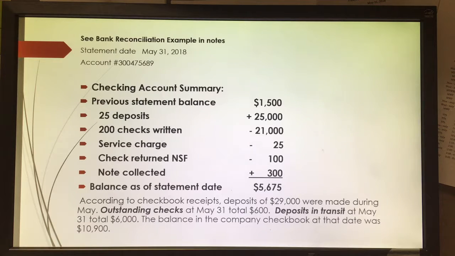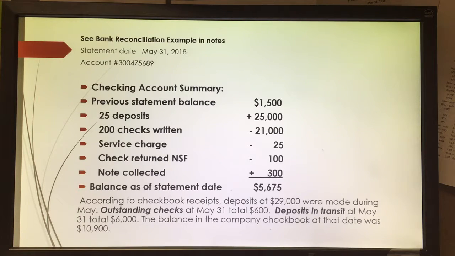Check returned NSF, not sufficient funds. That means that a customer has written us a check for $100. We've deposited that check, and yet when it got through the system and got to their bank, they said no, they don't have the money. It comes back to our bank. And so we had deposited that money, and now our bank is taking that $100 out of it. So there's where the NSF check comes in.